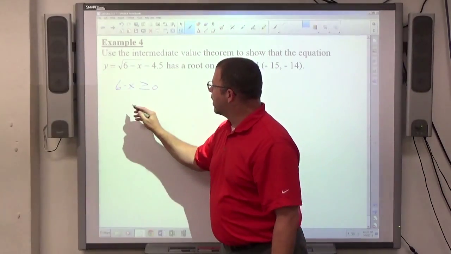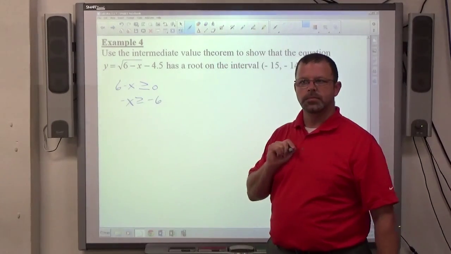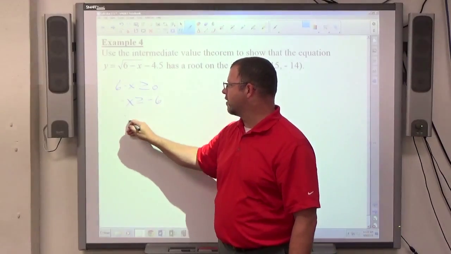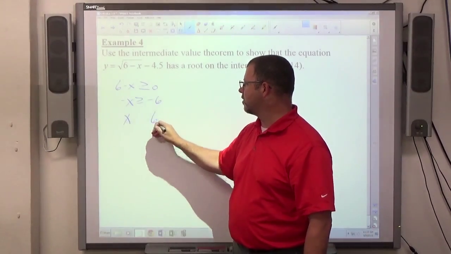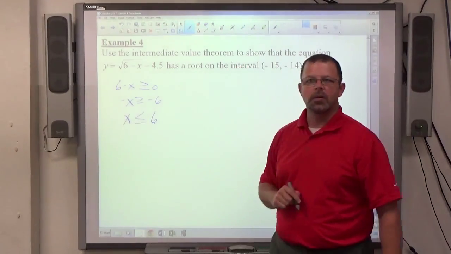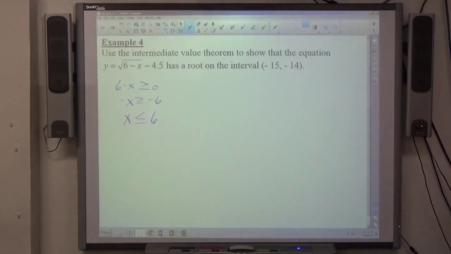So 6 minus x is greater than or equal to 0, which means negative x is greater than or equal to negative 6. We don't want negative x, we want positive x. That requires me to make this positive 6, and the requirement in an inequality when you change signs is the inequality has to flip direction. x less than or equal to 6. As long as I pick a number less than or equal to 6, I'll be taking the square root of 0 or a positive number.